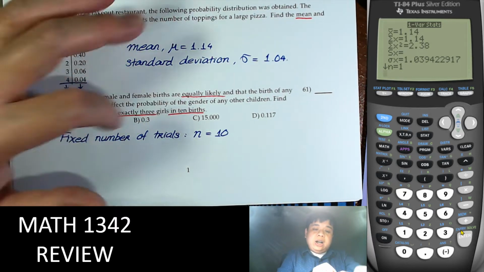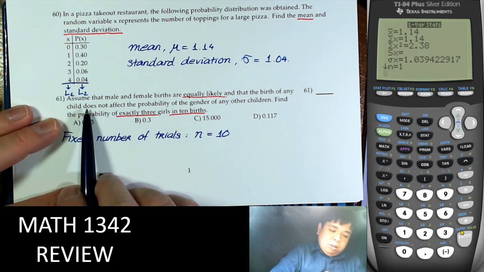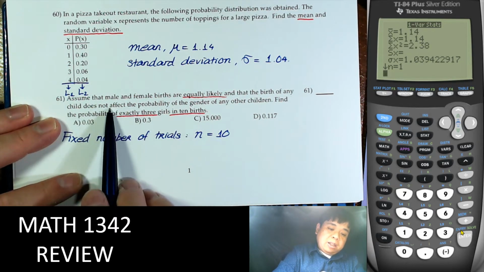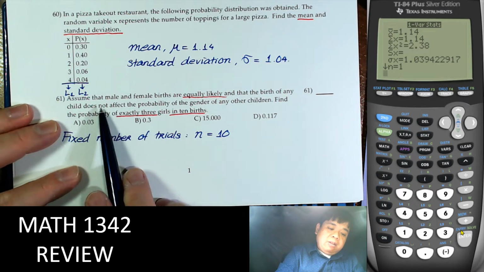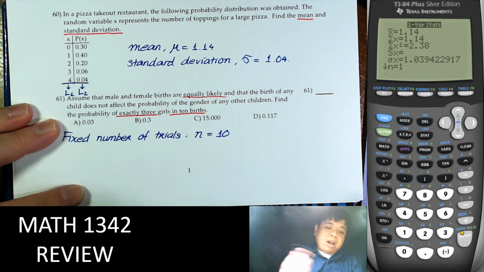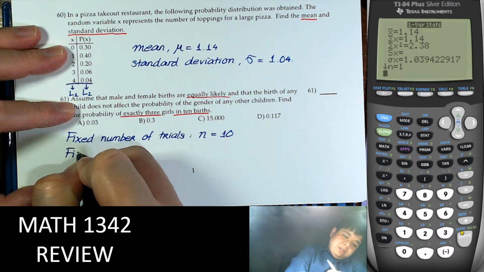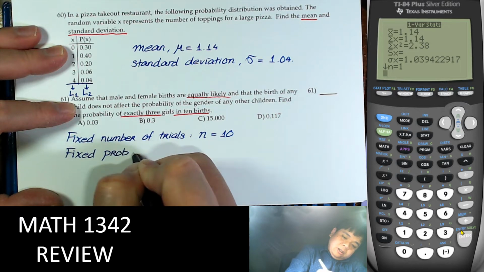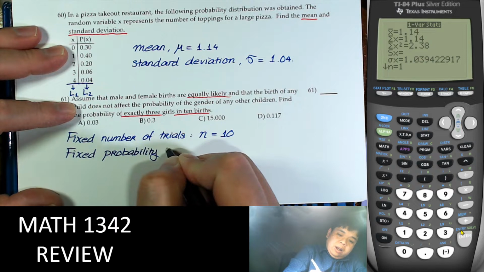Right, equally likely, and so that means 50 and 50, 50% on each case. The important thing here is that the birth of any child does not affect the gender of another one. So we have a fixed number, fixed probability of success.